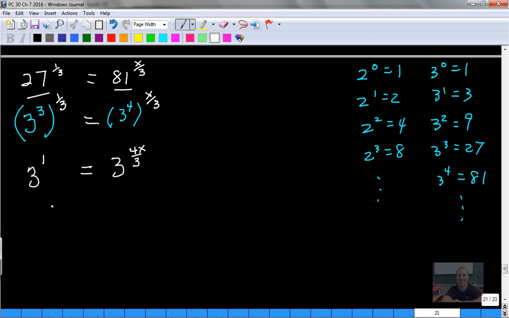So now that we have the same bases, you let 1 equal 4/3 x, or whatever you want to do there. I'll write that a little bit differently. To get x by itself, you can multiply by 3, then divide by 4, or just multiply both sides by the reciprocal.